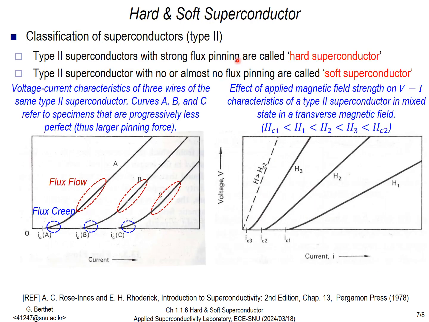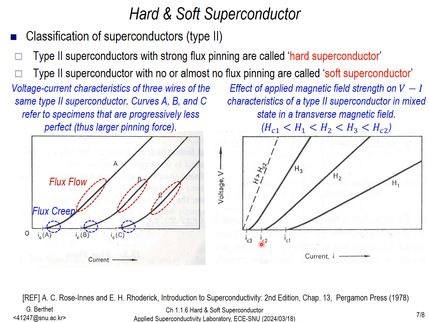Now that we know what fluxoids are and their behavior, we can define hard and soft superconductors. Type 2 superconductors with significant flux pinning are considered hard, while Type 2 superconductors with no significant flux pinning are called soft. In the graph on the left-hand side, we can see the effect of having a stronger flux pinning. Sample A has a low pinning force, B is a bit stronger, and C has the strongest. The stronger the pinning force, the higher the critical current of the wire will be.